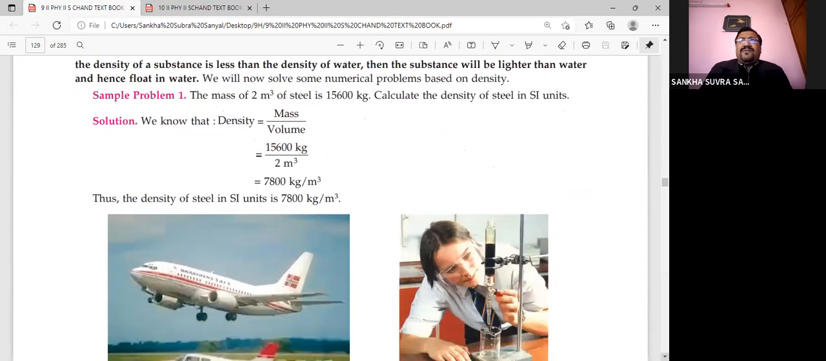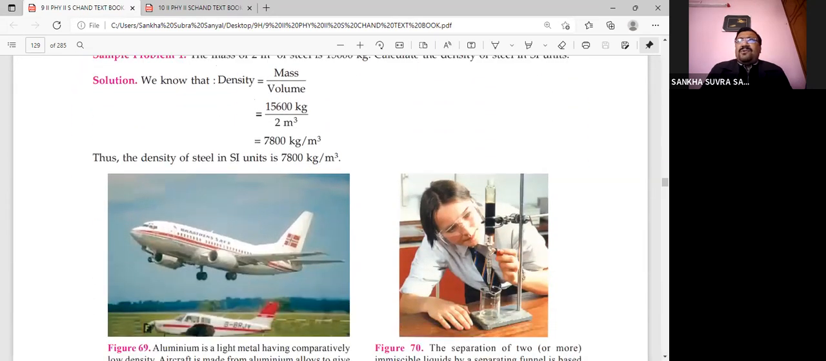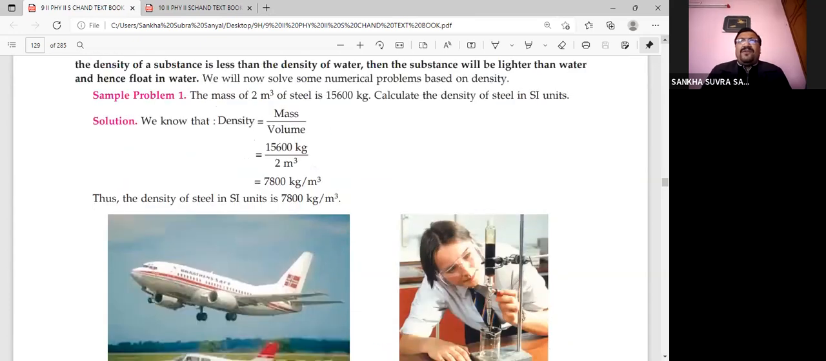With this information, let us try a small numerical. Are we all ready for it? Check out this. I said density is mass per unit volume. Over here the question says the mass of 2 meter cube of steel is 15600 kg. What is it? The mass is given to be 15600 kg, and the volume is given to be 2 meter cube.